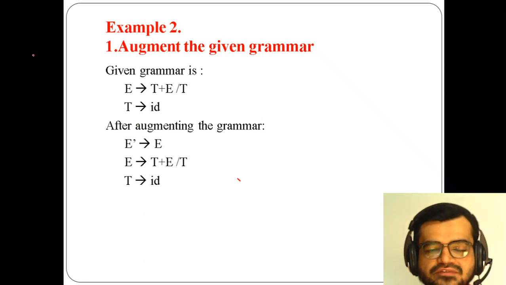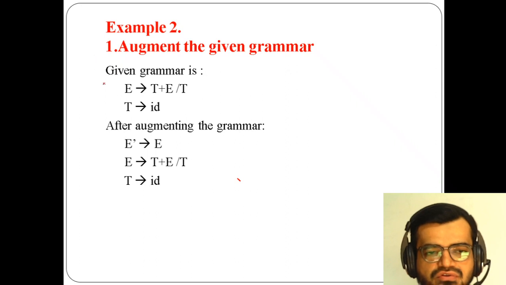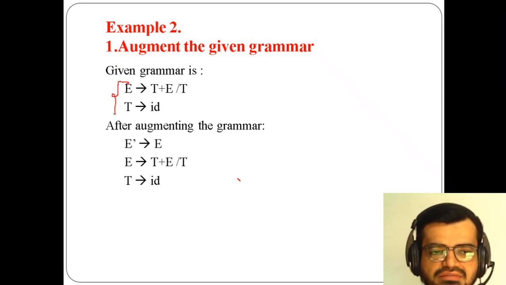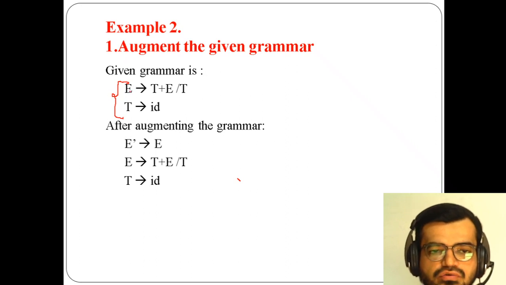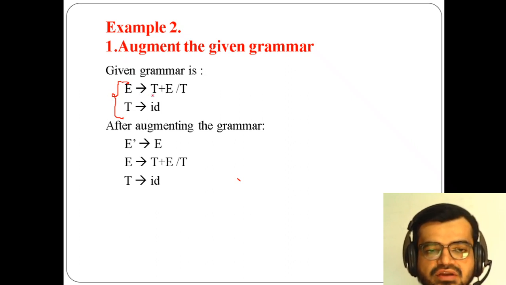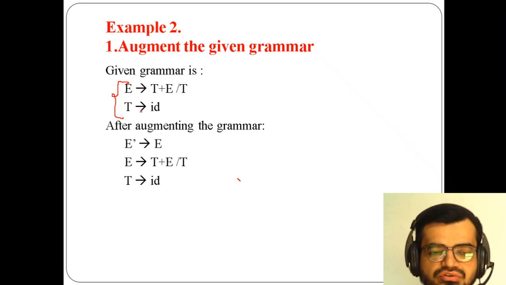You can see the first step, as I said earlier. This is my given grammar, and I have to verify whether this grammar is LR(0) or not. There are three production rules: E goes to T plus E, E goes to T as the second production, and the third production is T goes to id. The first step is to perform augmentation.